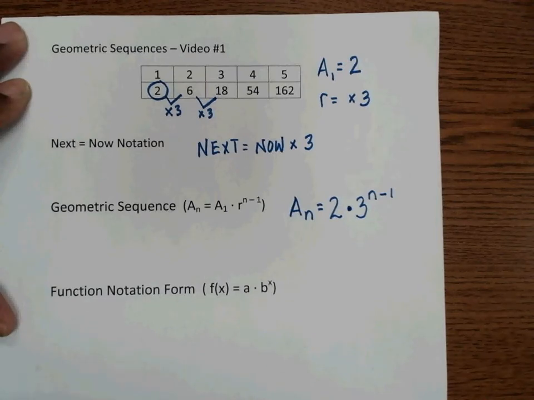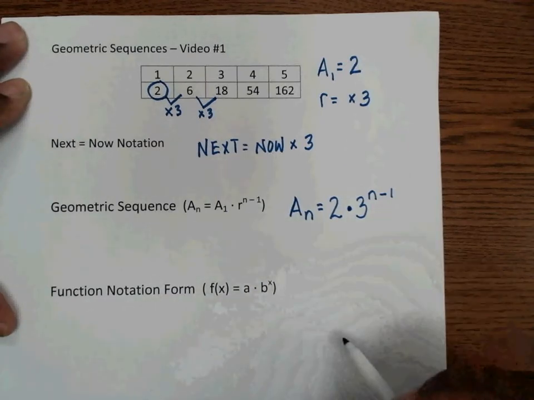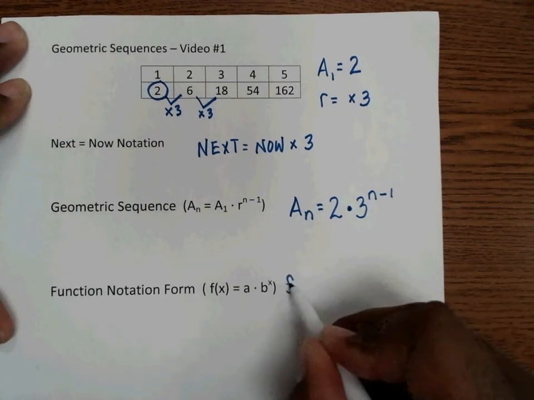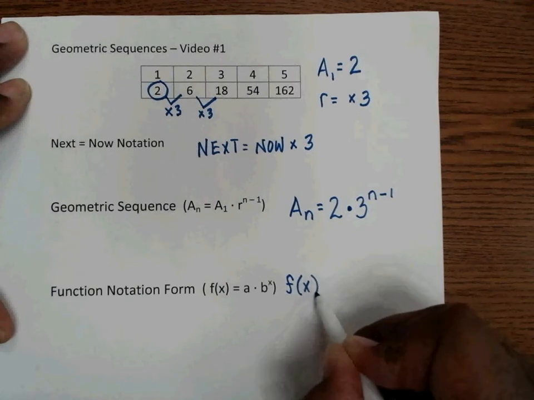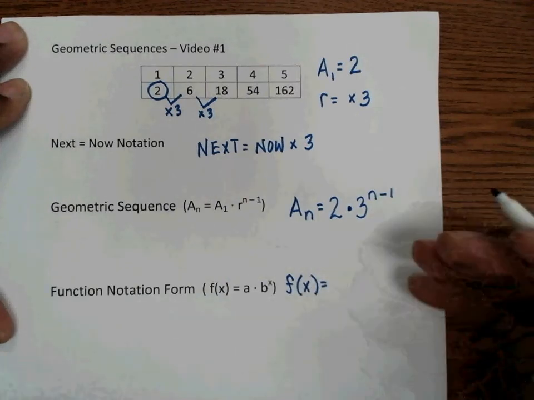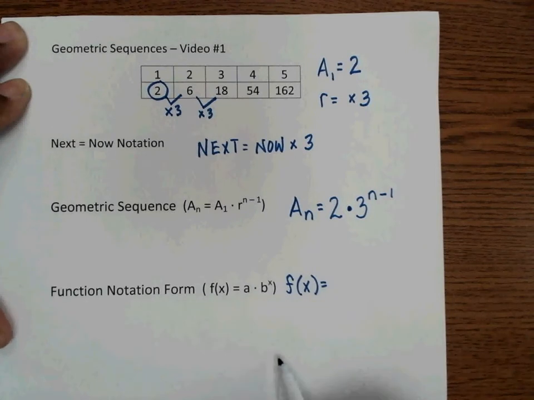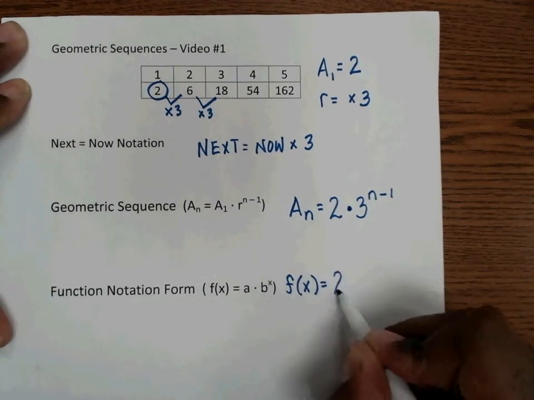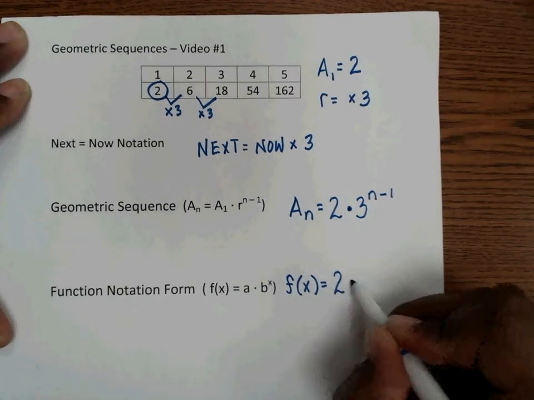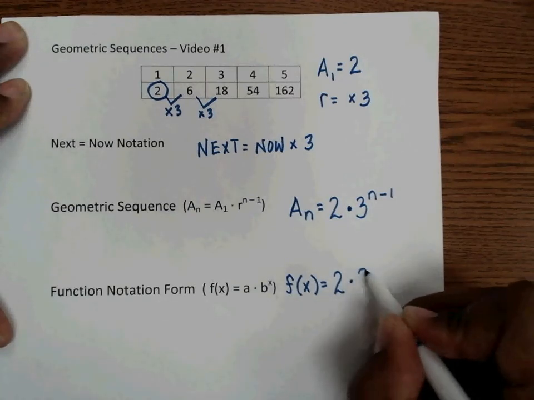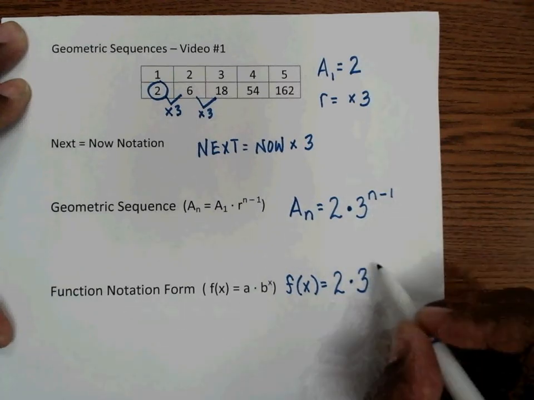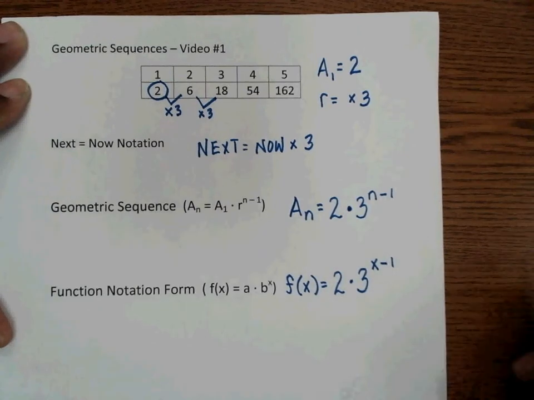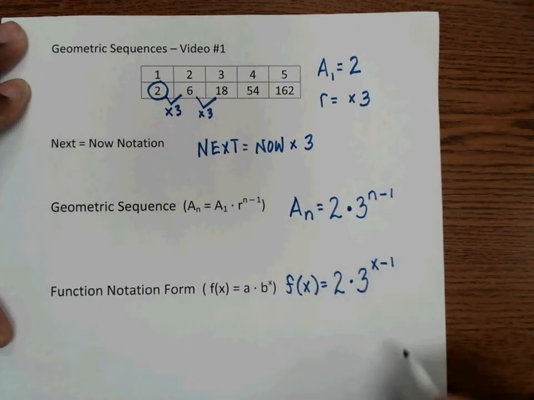Next is our function notation form. Function notation form is where we're going to take our geometric sequence and we're just going to change a few things in order for it to fit our explicit form or our function notation form. So f of x replaces the a sub n. We keep the a sub 1 term, and we keep the constant multiplier, which is 3. The n changes now to an x, and it's still minus 1. But what we're going to do is we're going to simplify this equation.